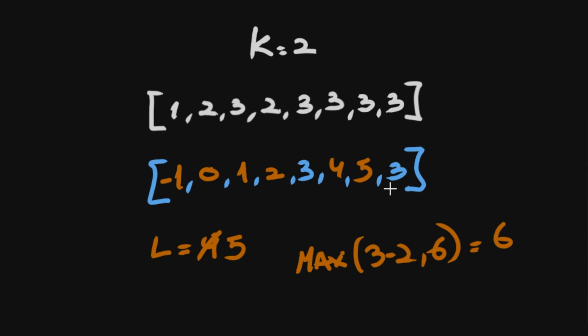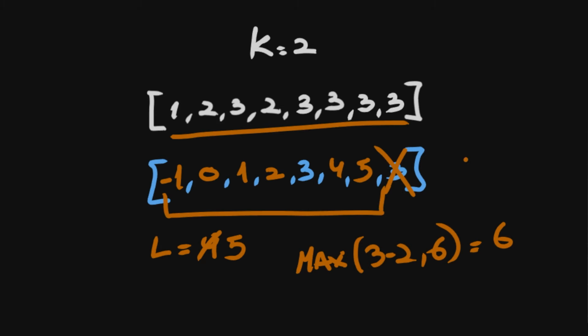So maybe you are thinking about replacing this with a 6. The problem is that k is 2. So we can only add up to 2 to this number. So as a maximum, we can have 5. So we can't replace this with the 6. And this means we can't form a unique number with this element. So in total we have 7 unique numbers for this input, so we return 7 here.